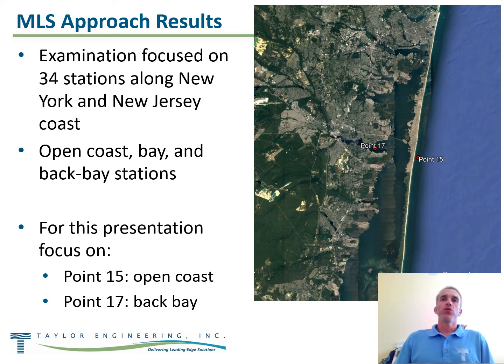We focused on two stations for this presentation. One is Point 15, which is located along the open coast in Monmouth County, in the northern part of New Jersey. And then Point 17, which is in one of these Back Bay areas that has a long axis in the north-south direction, and it's actually located even within a smaller embayment off of that. So we focused on those two locations in order to show the difference in the MLS results.